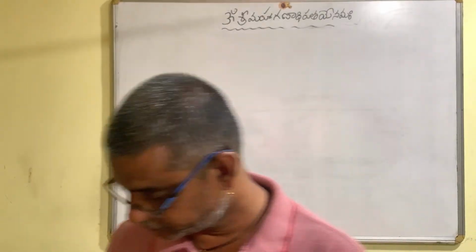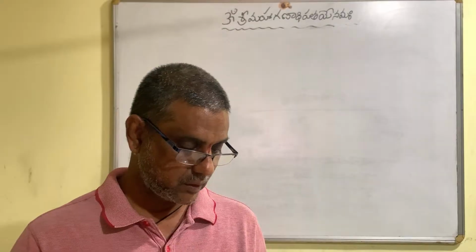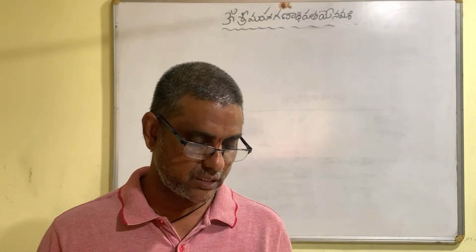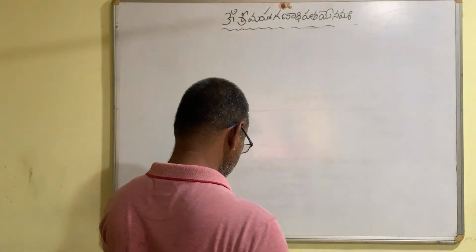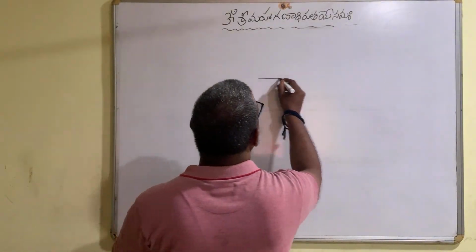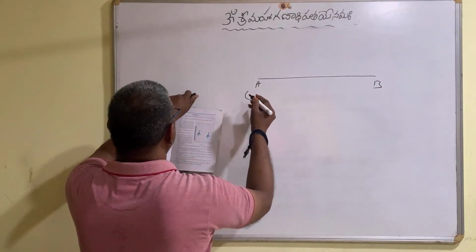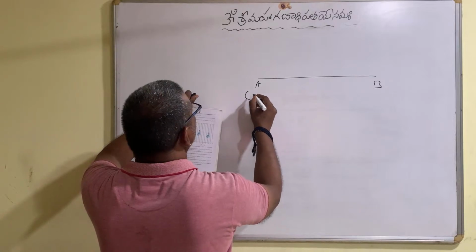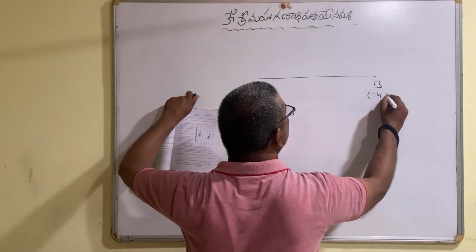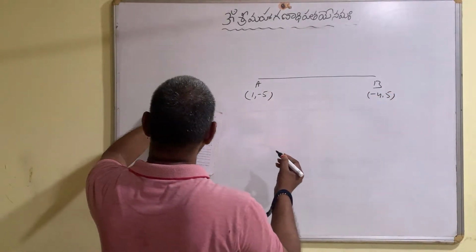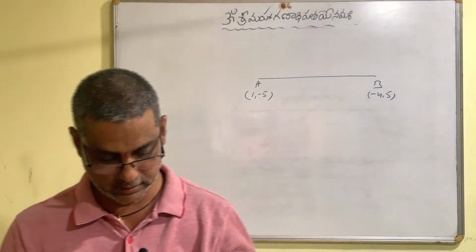Next question. Find the ratio in which the line segment joining the points A(1, -5) and B(-4, 5) is divided by the x-axis.